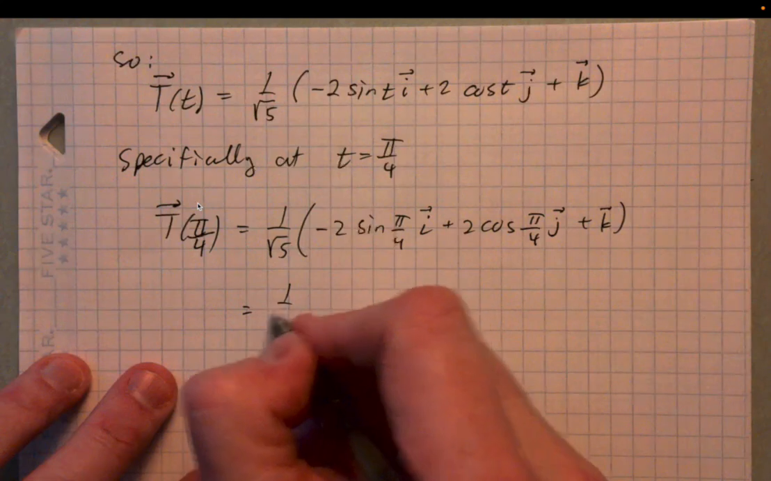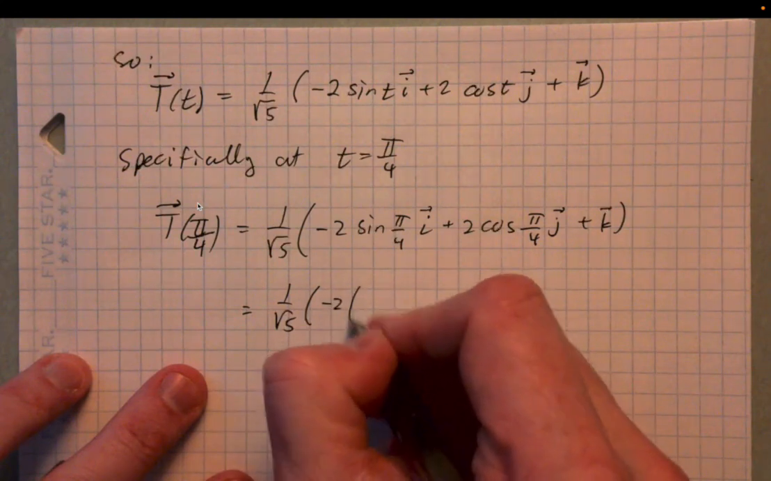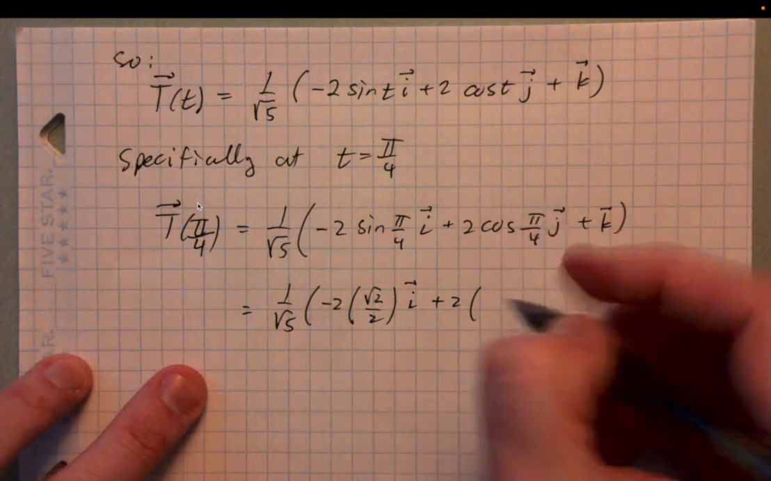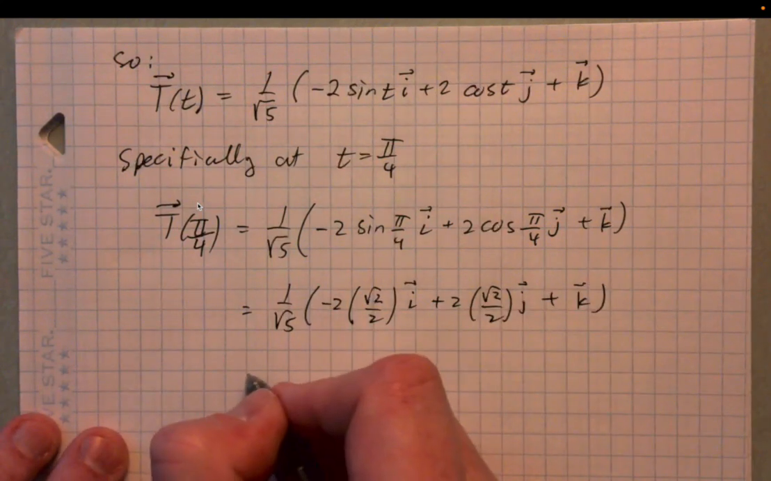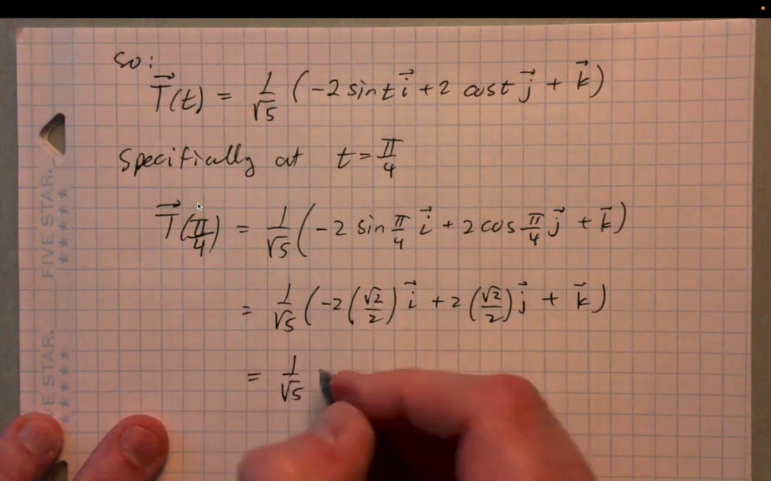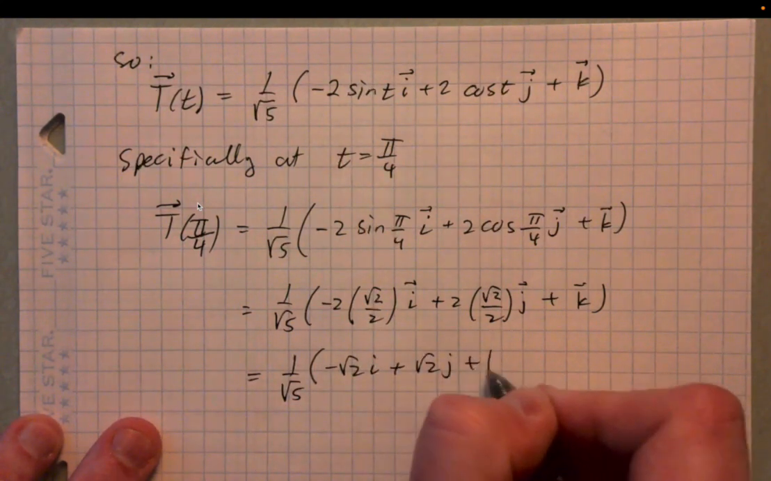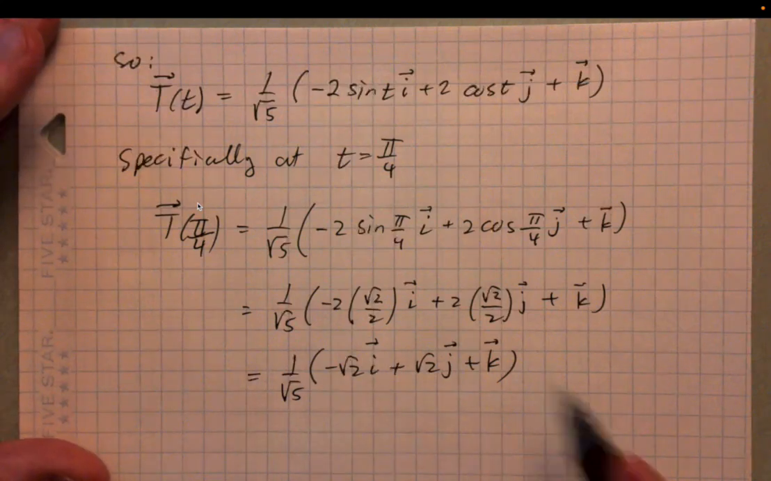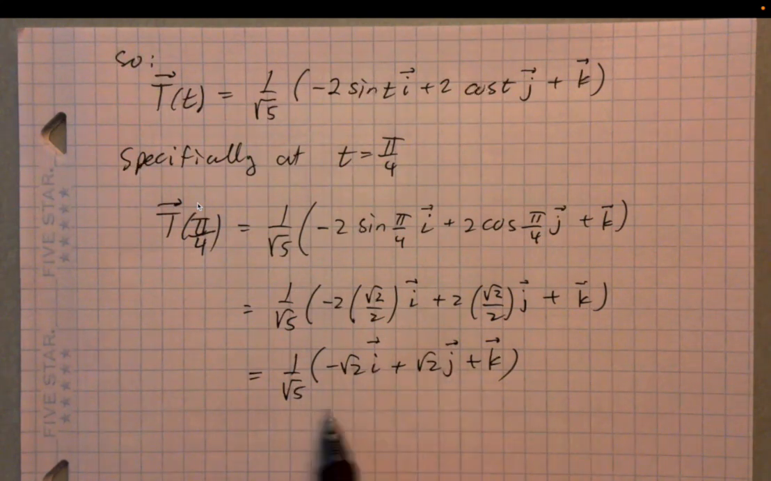And let's see, what do we get here? What is sine of pi over 4? That's square root of 2 over 2. So this is negative 2 times the square root of 2 over 2 times i plus 2 times square root of 2 over 2 times j plus k. And so 1 over the square root of 5 times negative square root of 2 i plus square root of 2 j plus k. Okay, and so that is the unit tangent vector at t equals pi over 4. So this is a vector that points in the direction of the curve at this specific value of t.